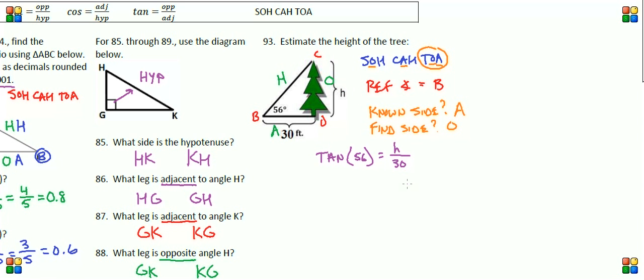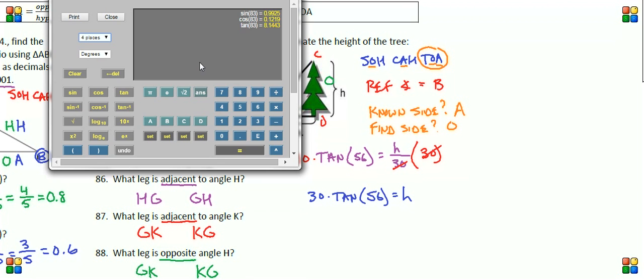Next step, class, is to get the variable h all by itself. We've learned this in Algebra 1. You can multiply both sides by 30. And when you do that, the denominator of this fraction cancels with 30, and you end up with the equation 30 times tangent, whoops, let's start tangent with a T and not an A. 30 times tangent of 56 is equal to h. All we have to do now is plug that into our calculator.